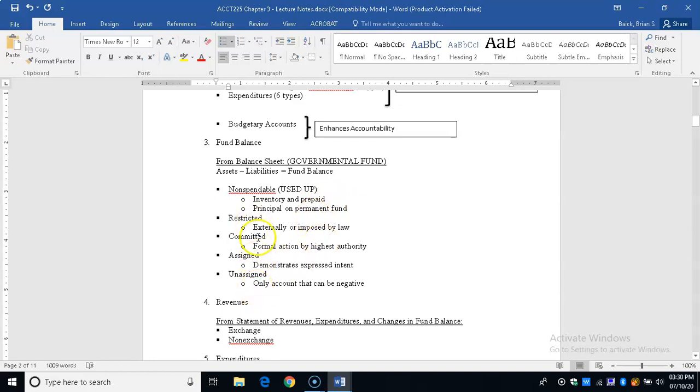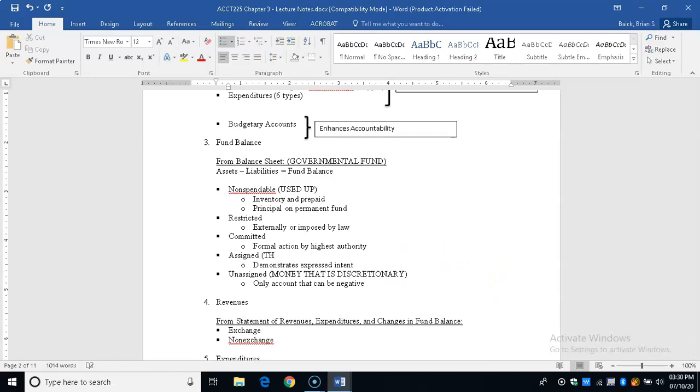Next, these 4 types of fund balance can be understood by looking at the bottom item, unassigned, assigned, committed, restricted. Let me give you an example. Let's say that you have money that can be used for anything. So it's discretionary. That means it's not earmarked for any purpose. It can be used for whatever you want. That's called unassigned fund balance.